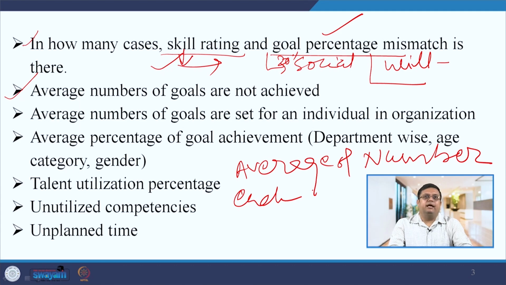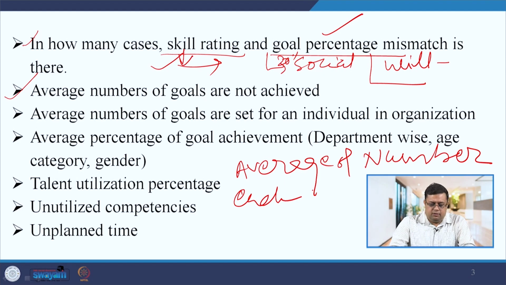So, departmental activities, that is what you are deciding. Based on that you can do the designing of the departmental activity. So, the average number of goals that each individual is supposed to achieve in the organization, that is what you can calculate by just taking the average of all goals that individuals are supposed to achieve, divided by how many members are there.